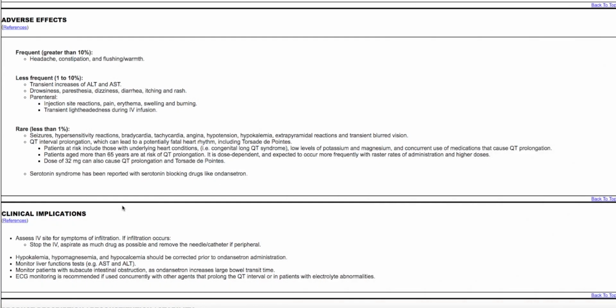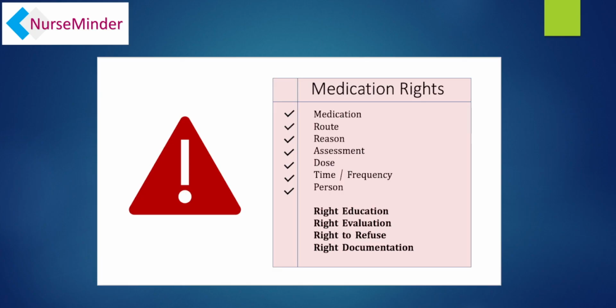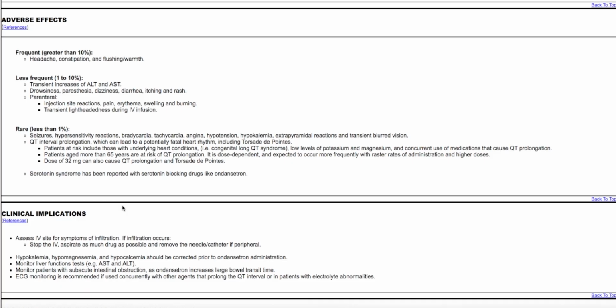As we continue to move down this document, the next section is the adverse events. This section helps to inform our patient education and our evaluation. We can see that the most frequent complaints include headache, constipation, and flushing or warmth. We want to make sure our patient knows this so that they don't get too anxious if it does happen. Similarly, we would ask about these things when we assess them at the half hour, at the hour, at the 2-hour mark, whatever your time frame is for evaluation.